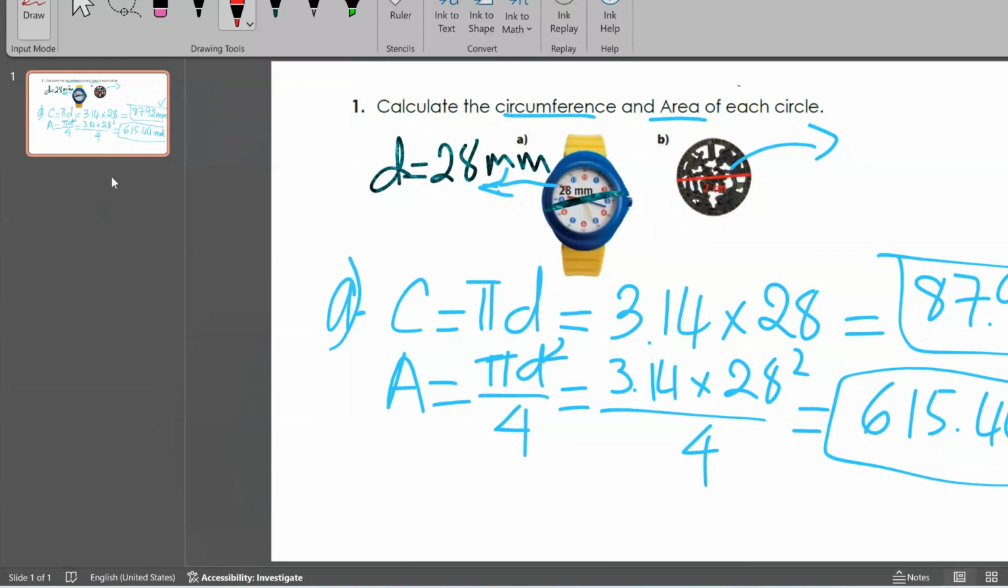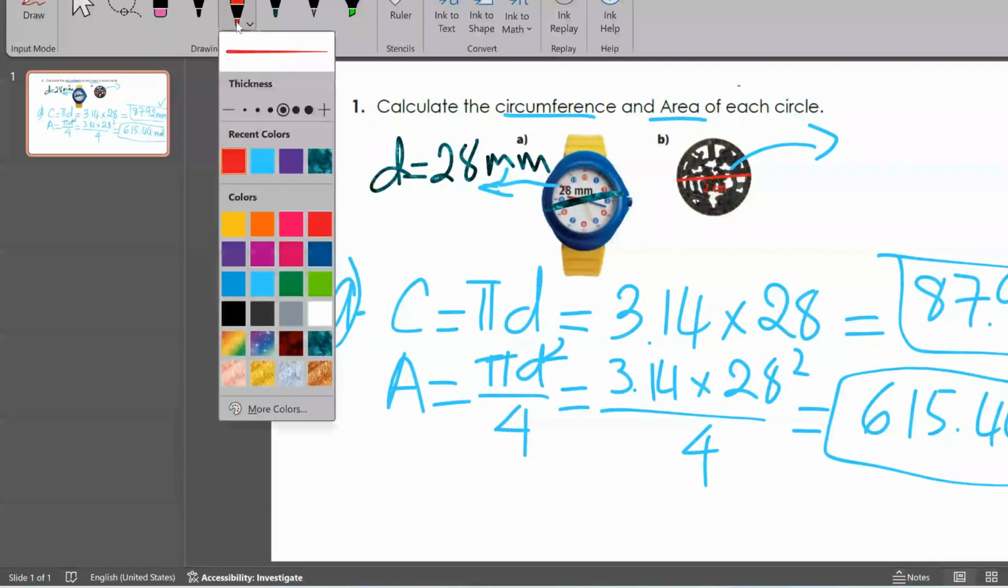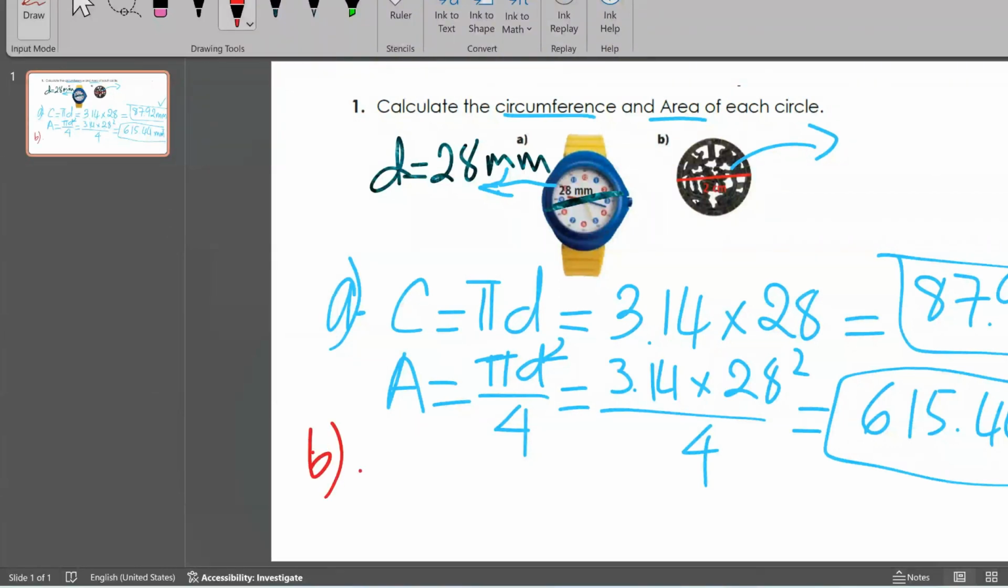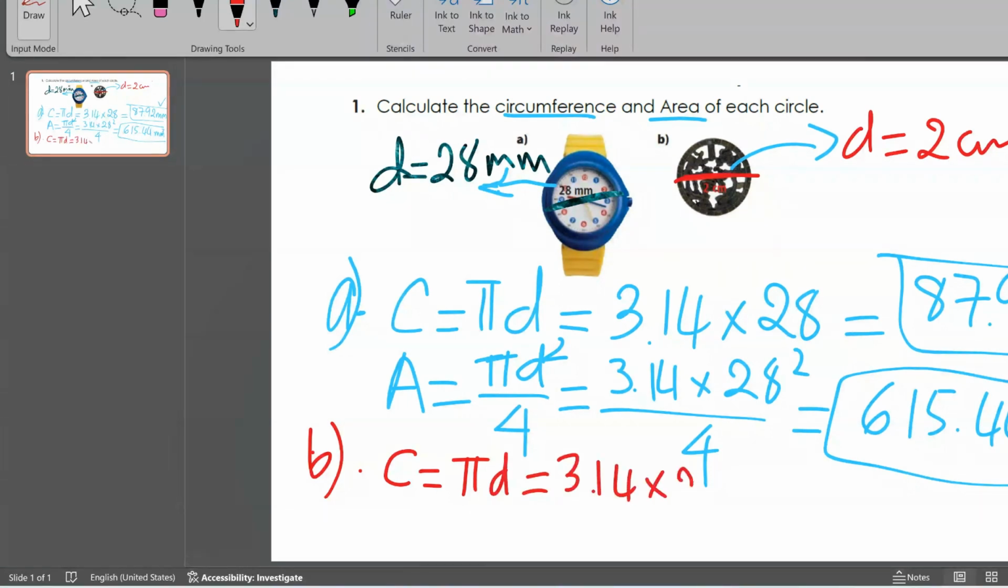For B, this circle, we were given the diameter of 2 centimeters. So we will use the same formula. Circumference equals pi d, where pi is 3.14 and d is 2. But your answer, I think, is wrong. You wrote the correct formula, but then divided by 2. I don't want to think about it.